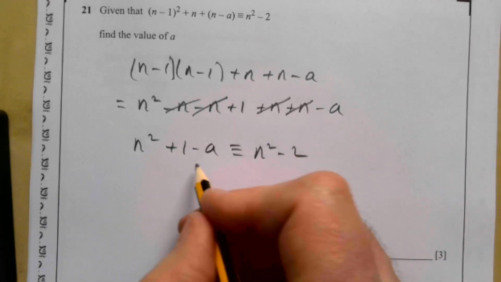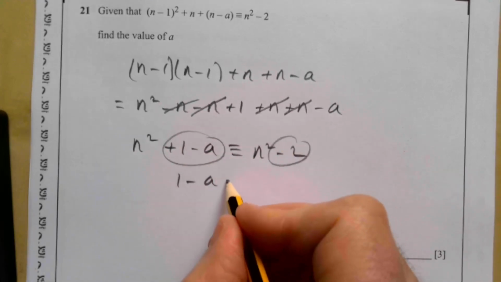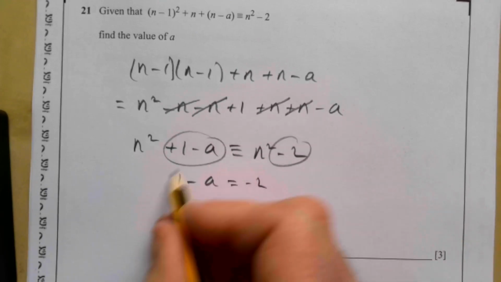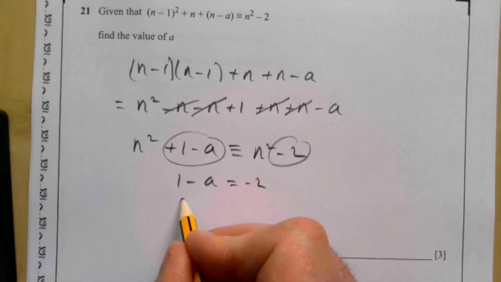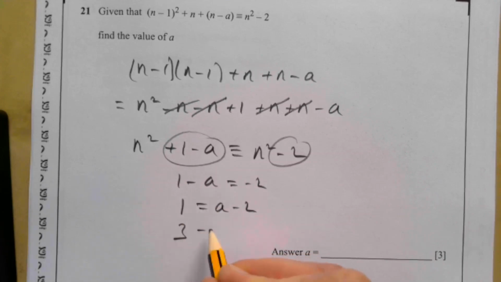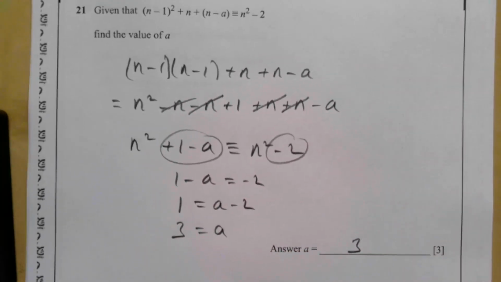That means this bit here must be the same as this bit here. So 1 minus a equals minus 2. I'm going to take the a over to here and then the 2 over to here. So I'm going to add a to both sides. So 1 equals a minus 2, and then add 2 to both sides, and so I get a value then of a equals 3.